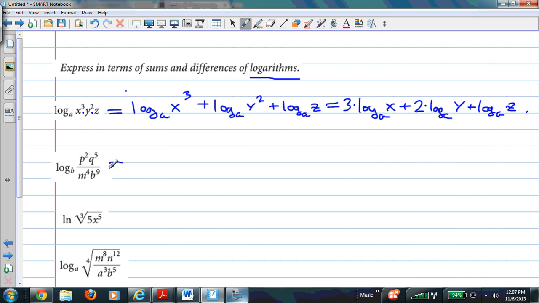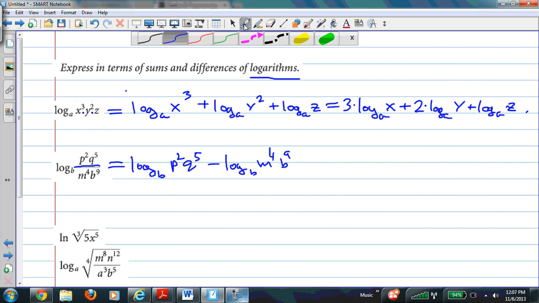Okay? Here's another example. What I see here is log base b of a big fraction. So the division is the main operation. That's what I'm going to focus on first. So that's the quotient rule. The quotient rule suggests if you have a log of a division, it can be split into difference of logs. So I'm taking the log of a numerator minus the log of the denominator, m to the power 4, b to the power 9. Okay?